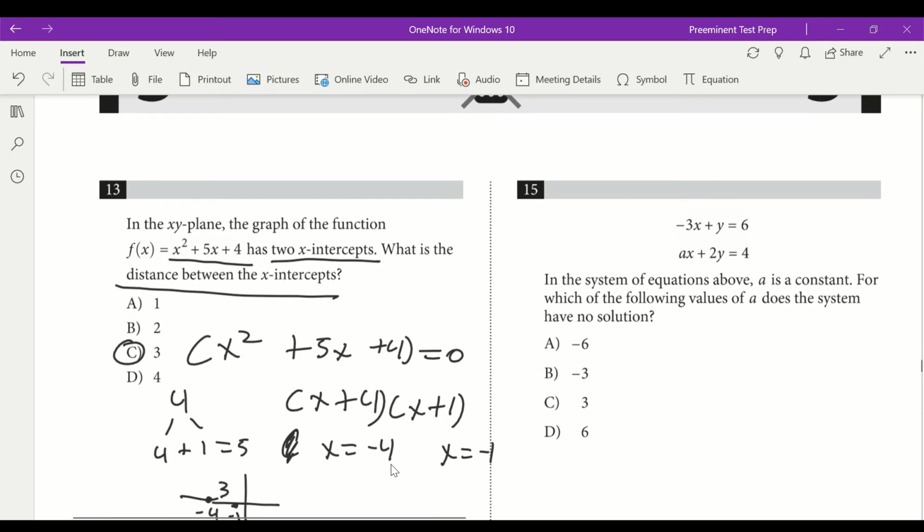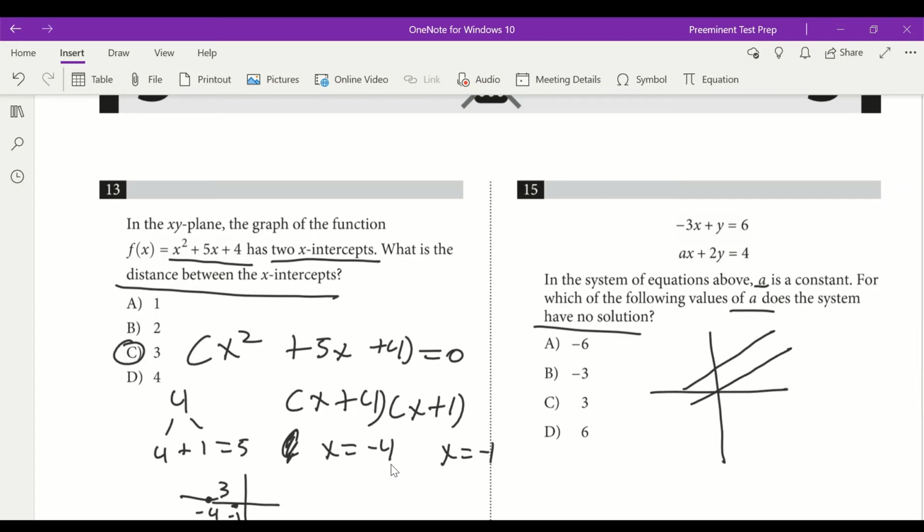Question 15. -3x plus y equals 6, ax plus 2y equals 4. In the system of equations above, a is a constant. For which of the following values of a does the system have no solution? Well, what do we know about systems with no solution?